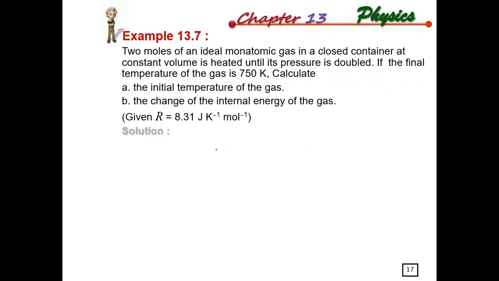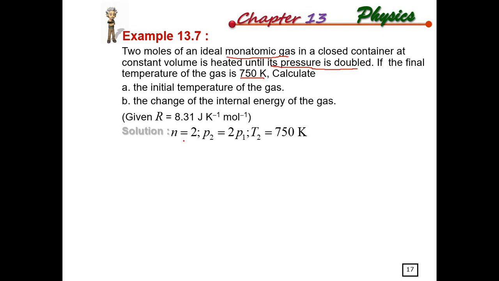Example 13.7: we have 2 moles of an ideal monoatomic gas in a closed container at constant volume, heated until its pressure is doubled. If the final temperature of the gas is 750 Kelvin, A, calculate the initial temperature of the gas. B, calculate the change of the internal energy of the gas. Given that R, the molar gas constant, equals 8.31 joule per Kelvin per mole.